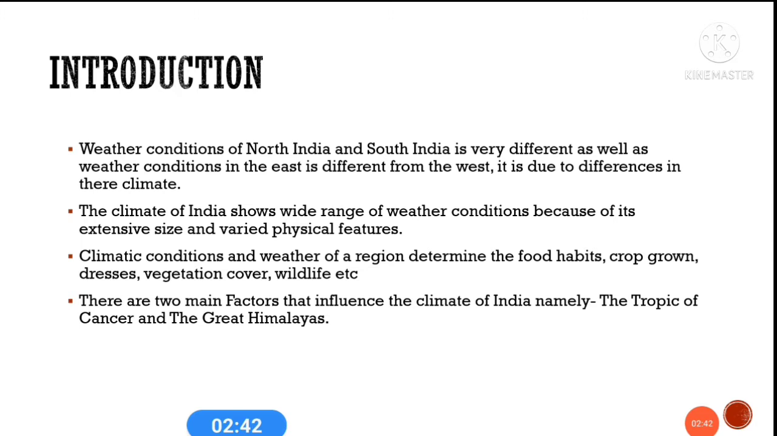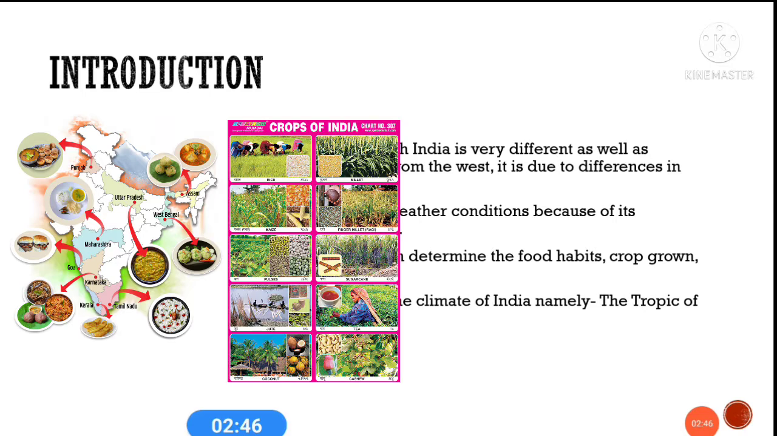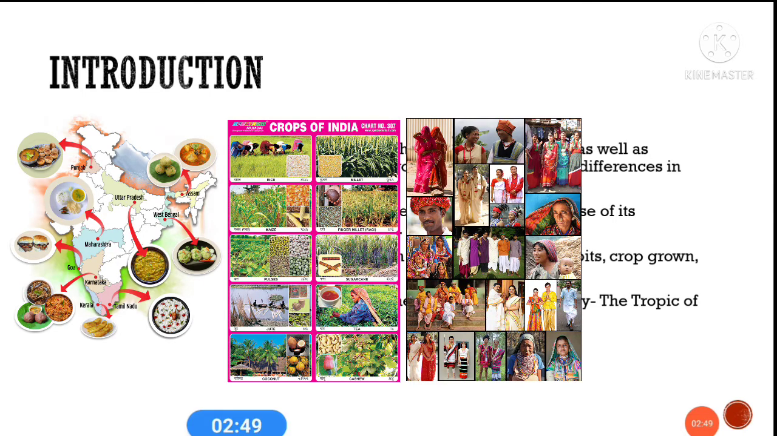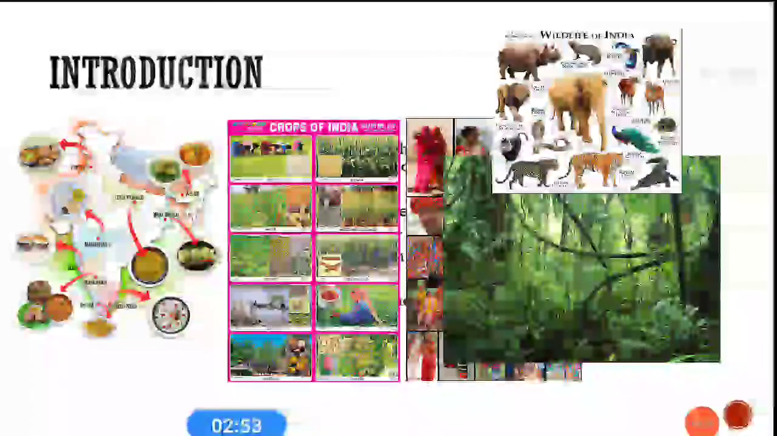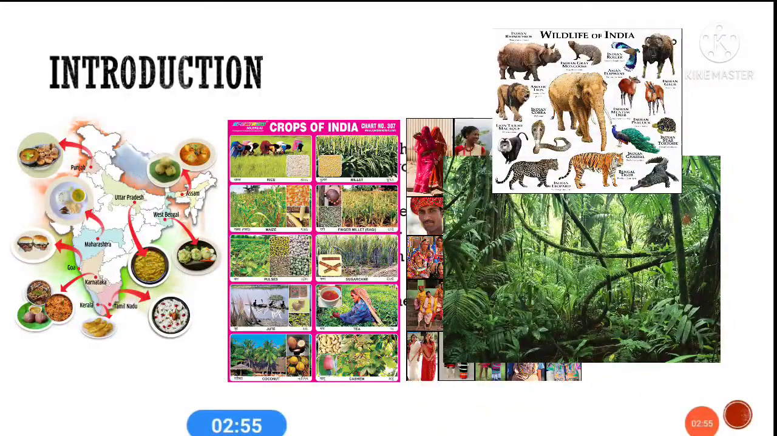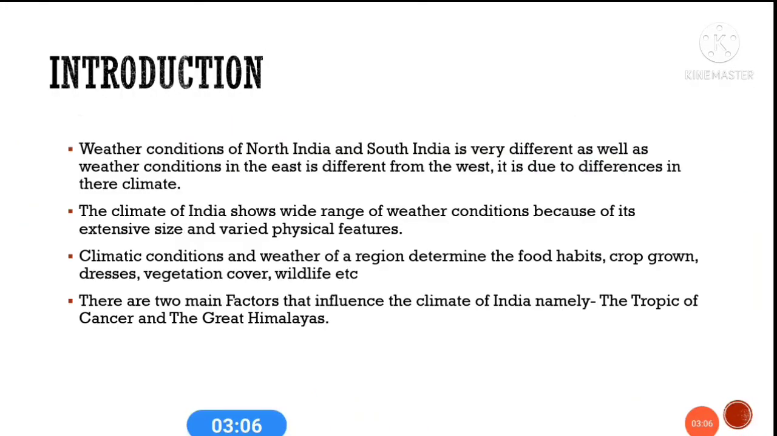Climatic condition and weather condition determine the food habits, crops grown, dresses that we wear, natural vegetation cover, as well as wildlife, etc. Throughout the country we have a variety of culture, a variety of food habits, different kinds of crops grown, different types of dresses that we wear, and variety in natural vegetation. Those variations are basically due to the differences in climatic condition in our country.